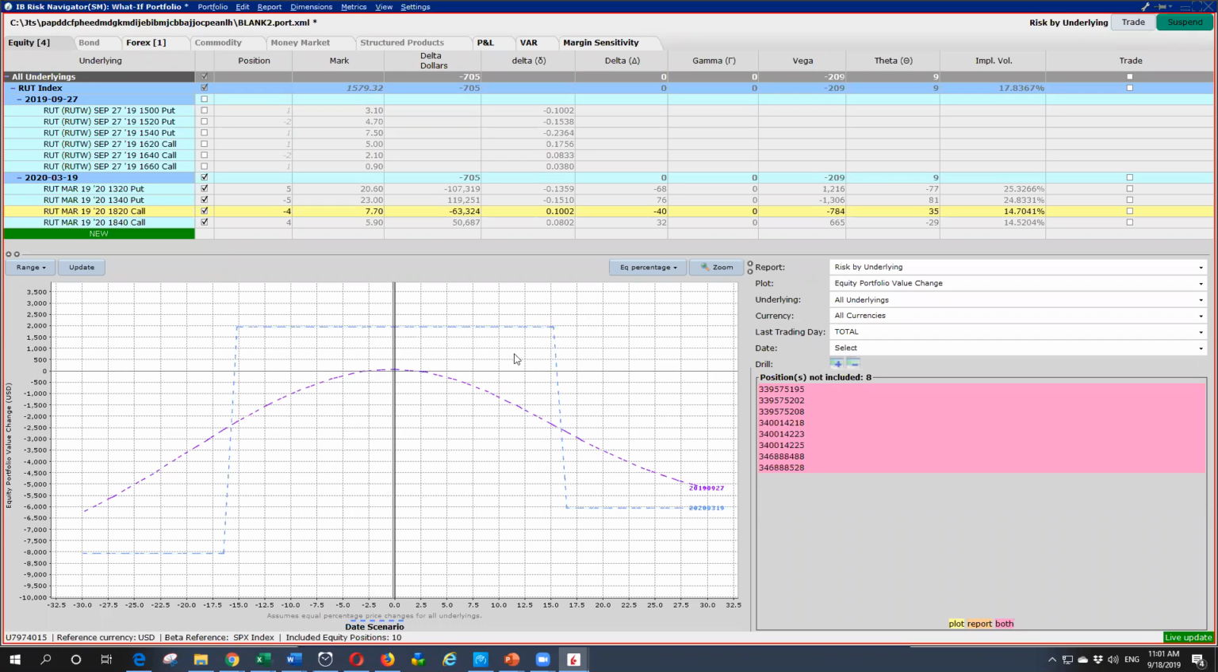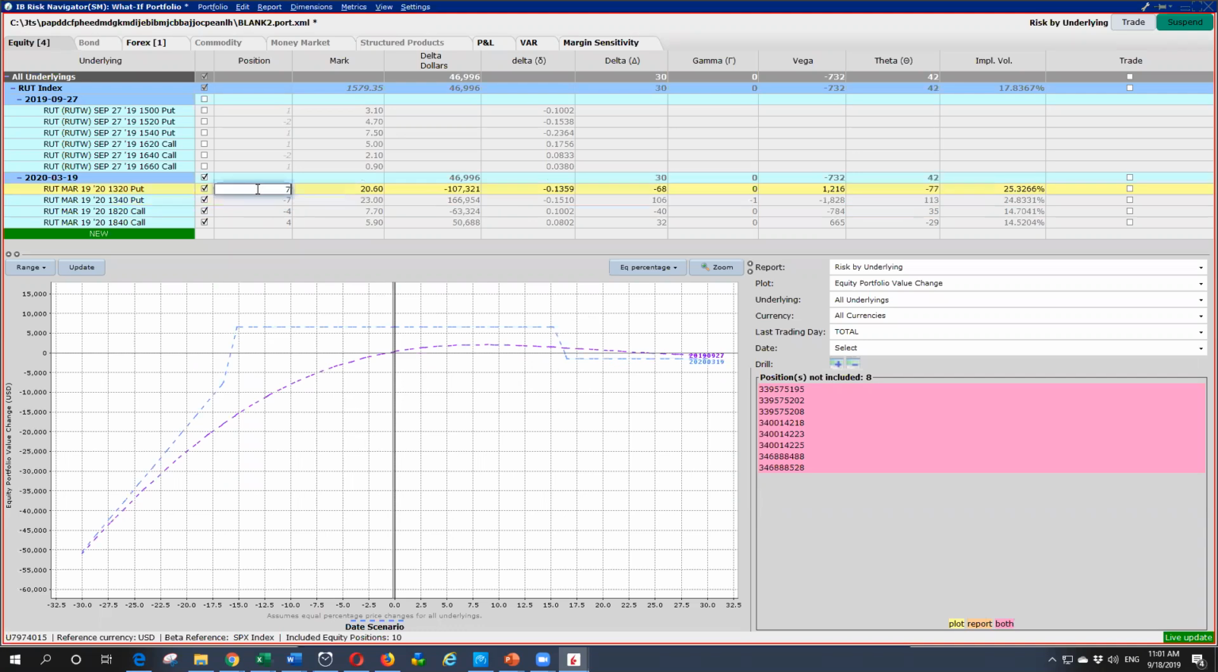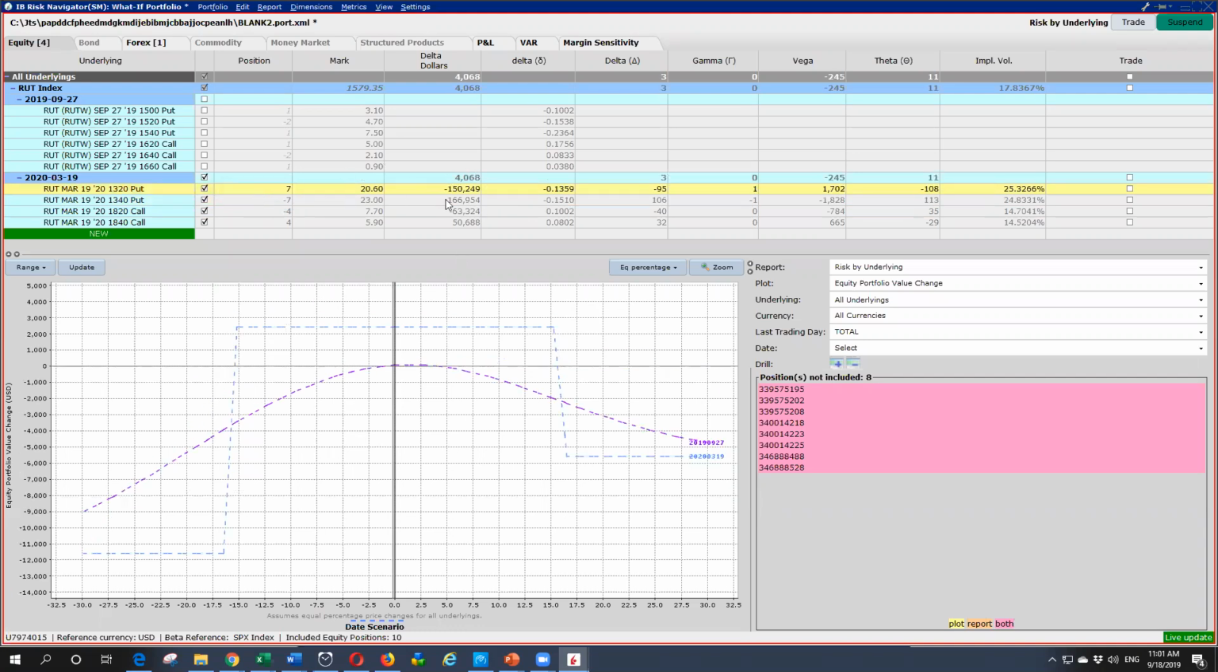You can reposition the whole condor. You could add contracts to the put spreads. If the market's rallied up, you want to play offense. Maybe you go to 7 contracts here, which brings in a bit of premium and gives you a bit more positive delta. Remember, if the market's rallied up, you're probably sitting with negative delta. So by doing that, you're adding some positive delta to get back to delta neutral. That's something you can do as well.